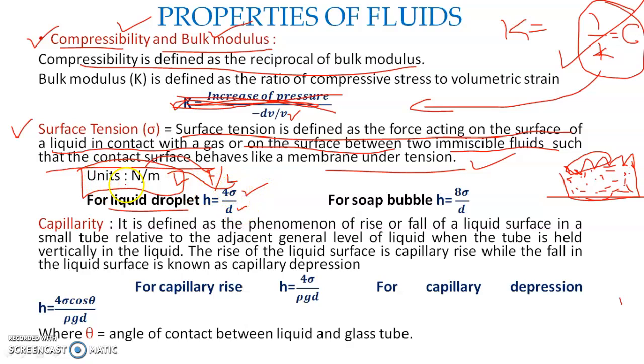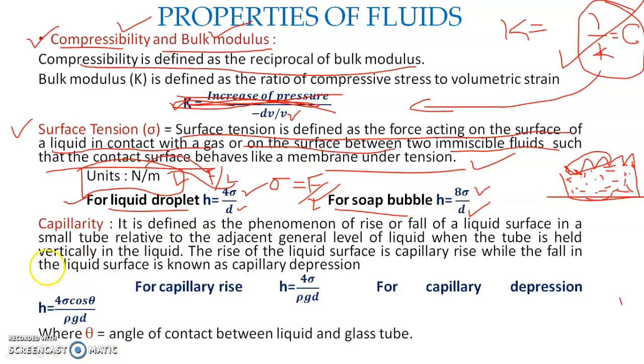Here sigma is the surface tension. Sigma is equal to force divided by length, F by L. D means diameter. For a soap bubble, there are two conditions normally: liquid droplet and soap bubble. To calculate for a soap bubble, the height is equal to 8 into sigma divided by D. So sigma is equal to surface tension.